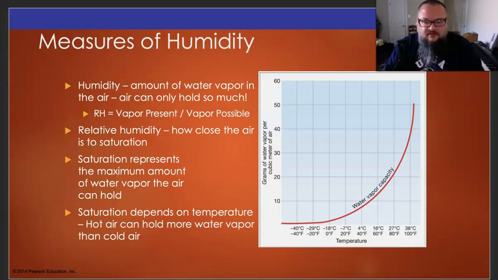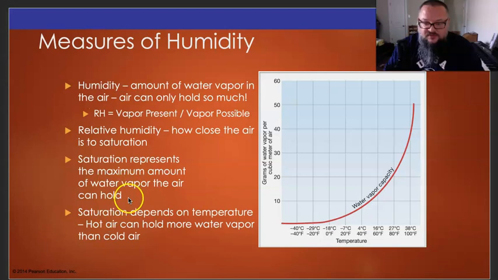Now, if there were a situation where the relative humidity, this number and this number, were equal, we would say relative humidity is at 100%, and that would mean that the air is saturated. Okay, and that can happen.